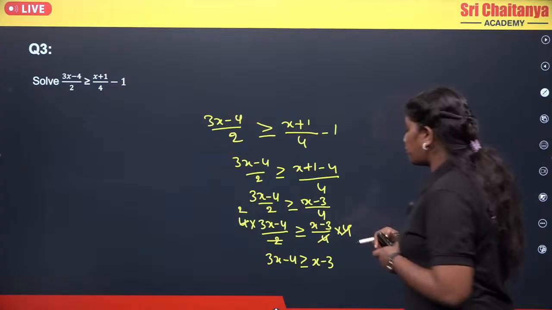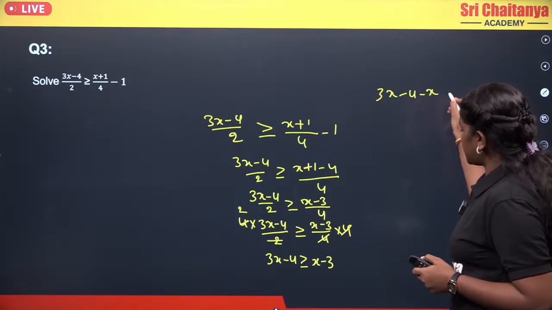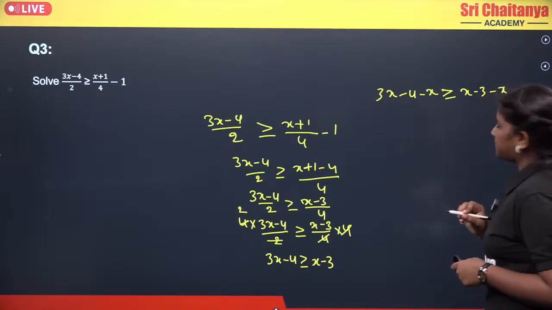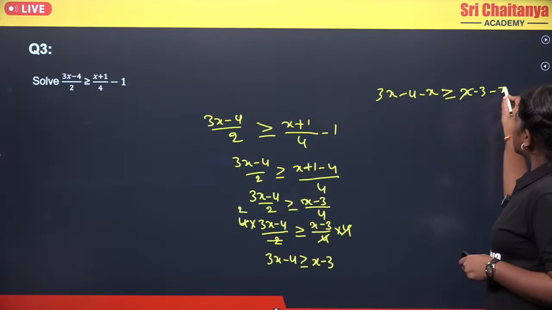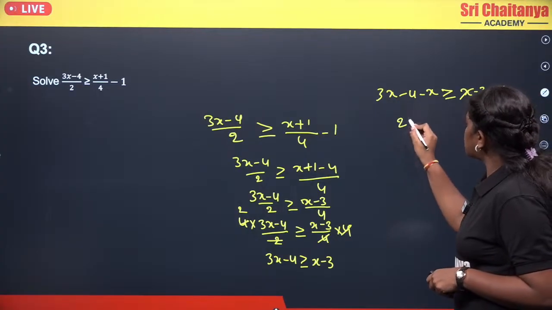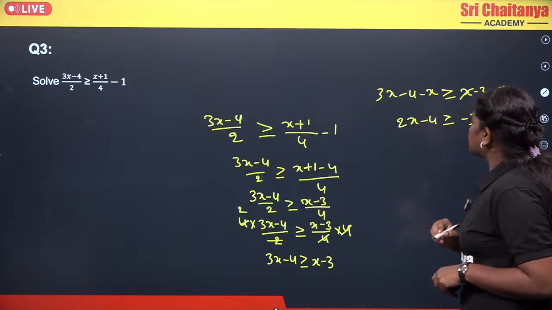So for that reason what we will do? We will subtract the x. So 3x minus 4 minus x greater than or equal to x minus 3 minus x. Okay, so now x will get cancelled. So here it will become 3x minus x, 2x minus 4 greater than or equal to minus 3.